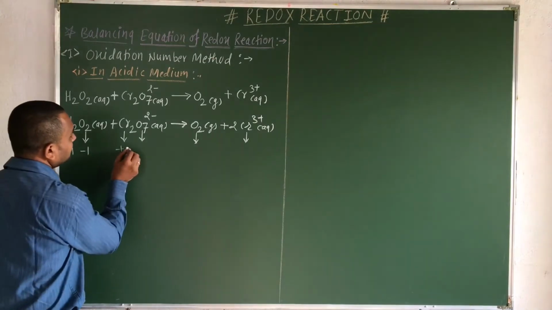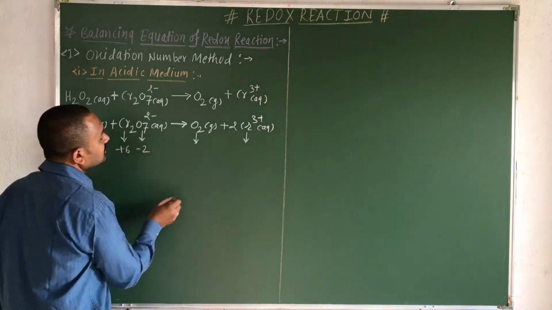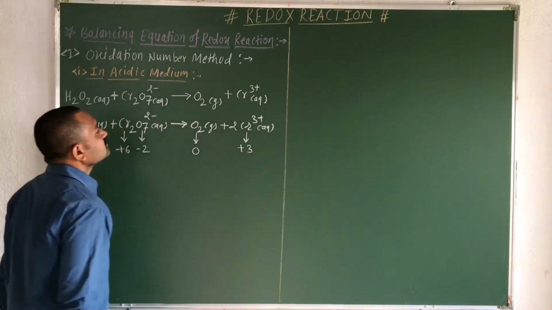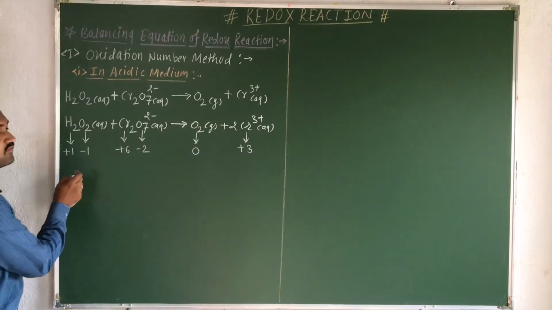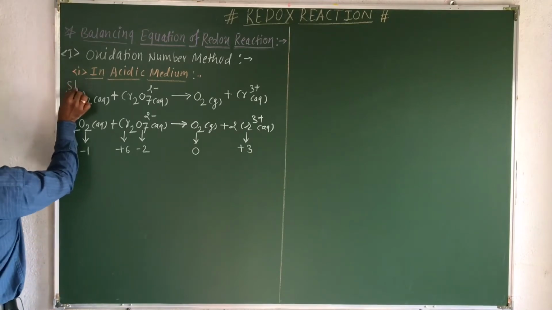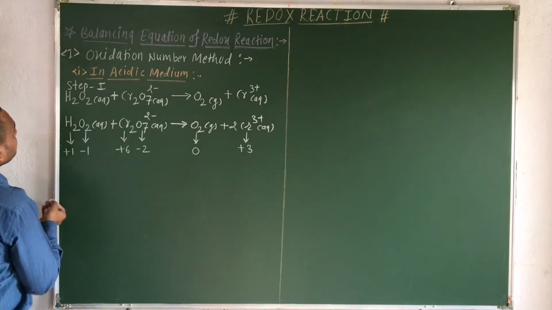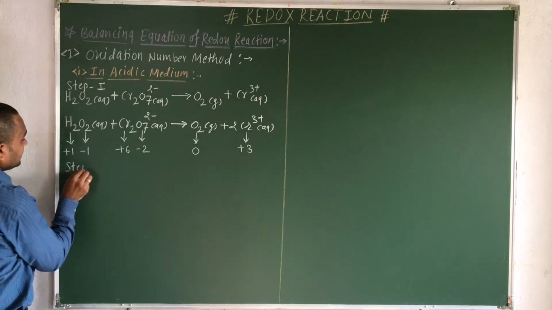Now this number will be plus 6, minus 2. Then this will be 0 and this will be the plus 3. So this is your step number first one. So we have applied the step number first. Now let us apply the step number second.